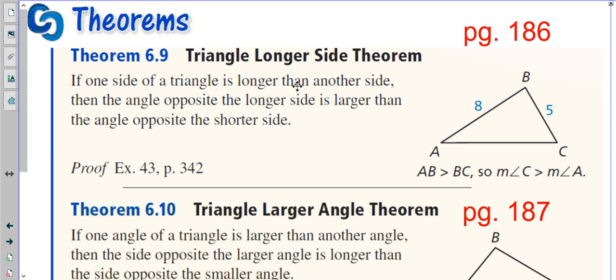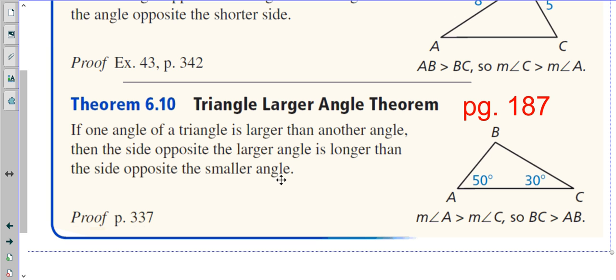So if one side of the triangle is longer than the other side, then the angle opposite the longer side is larger than the angle opposite the shorter side. So here we see 5, BC, is smaller than AB, 8. So that means that angle A is going to be smaller than angle C. Okay, or angle C is greater than angle A.